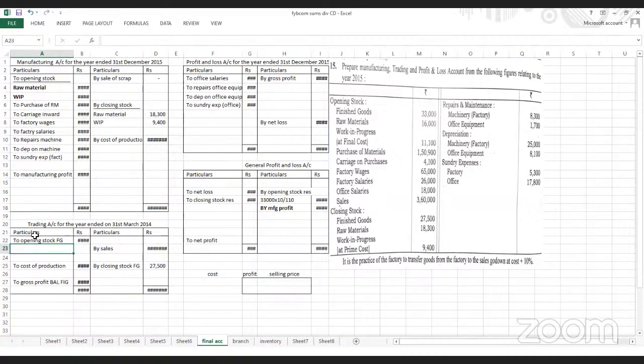It will go to trading account. Now, in this sum, trading account will be used to record transactions relating to only finished goods. So, opening stock of finished goods will be recorded in trading account. They have written there, to opening stock of finished goods. Okay. So, opening stock is given for these 3 kinds of stock. You have to record opening stock of raw material and WIP in manufacturing account. Clear? Finished goods will be recorded in trading account. I hope this is clear.